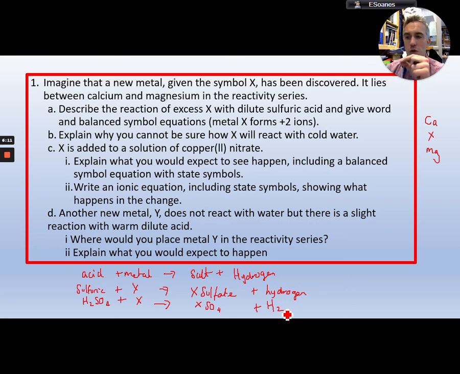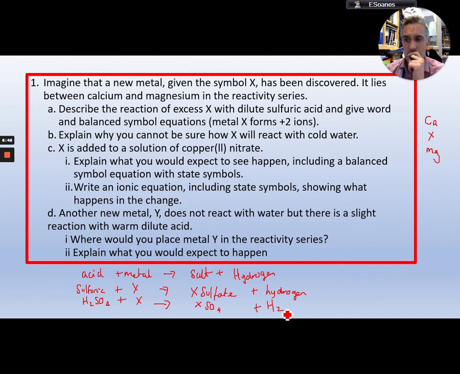Explain how you cannot be sure how X will react with cold water. What happens to calcium if you put it in cold water? If you're not sure, check online. What happens to magnesium when you put it in water? If you're not sure, check online. Do you know what? I'll just tell you. Magnesium, you put it in cold water, nothing happens. Calcium, when you put it in water, it bubbles very, very vigorously and produces a lot of heat. If X is between the two, can you predict what it'll do? I'll leave that one to you.